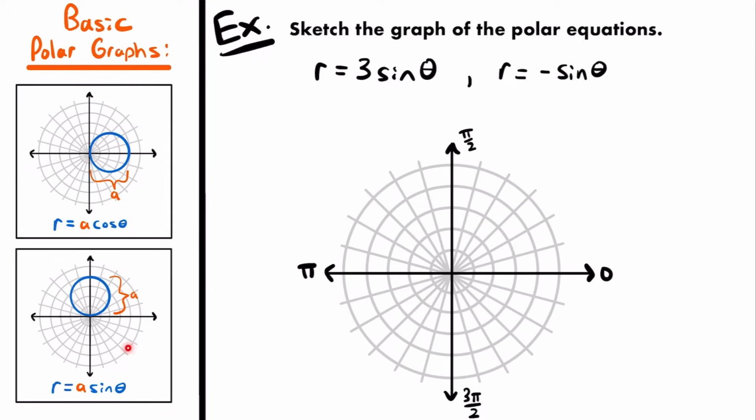All right, but let's start with our first equation here. We have r equals 3 times sine theta. If we graph that, note that our value of a is 3, so we're going to have a circle with a diameter of 3 that rests above this polar axis.